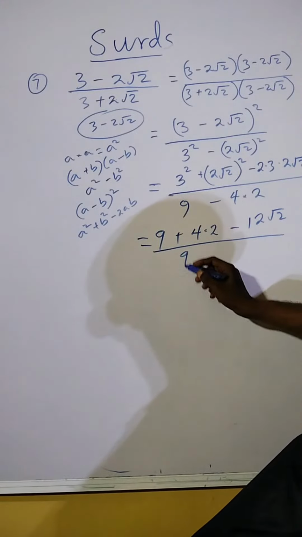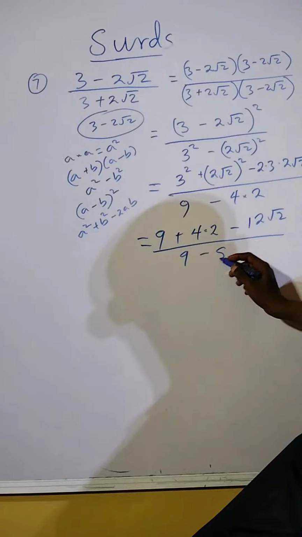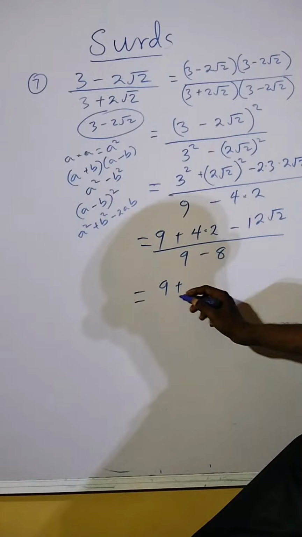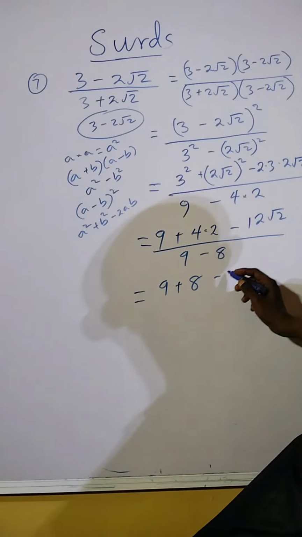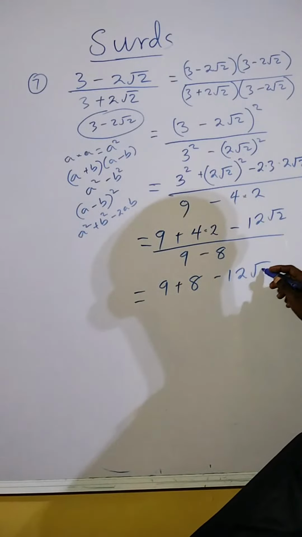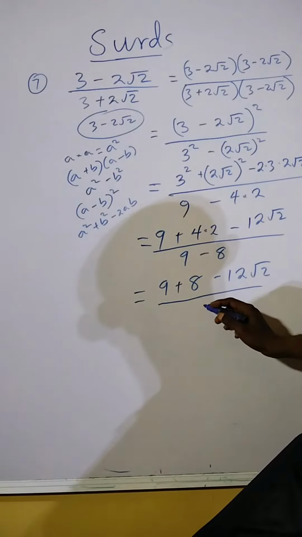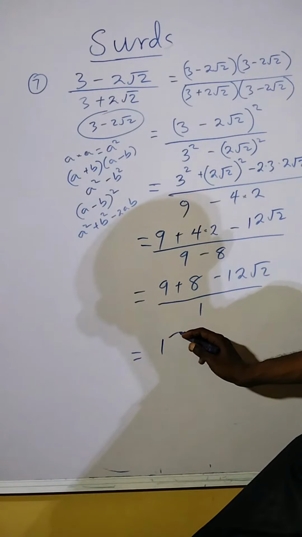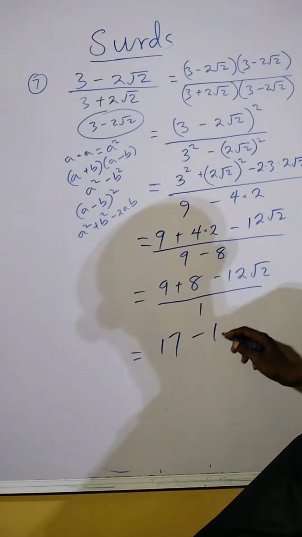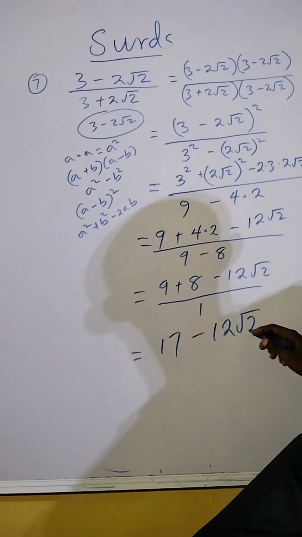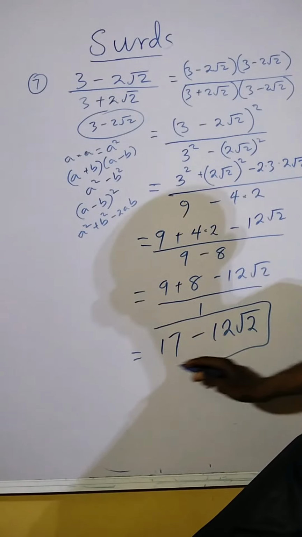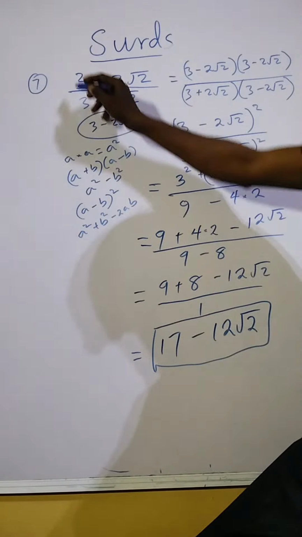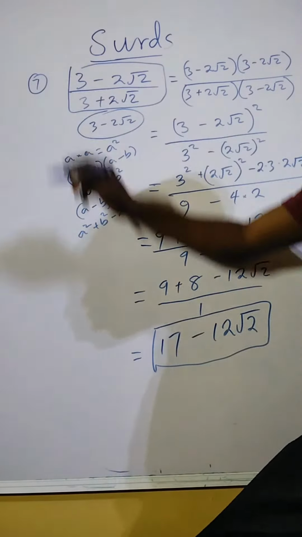Over here we have 9 minus 4 times 2, that's 8. That is, here we have 9 plus 4 times 2, that's 8, then minus 12 root 2, divided by 9 minus 8 is 1. Here we have 9 plus 8, that's 17, then minus 12 root 2 over 1, which is still the same thing as 17 minus 12 root 2. So here we have this as the simplified form of this solved problem.